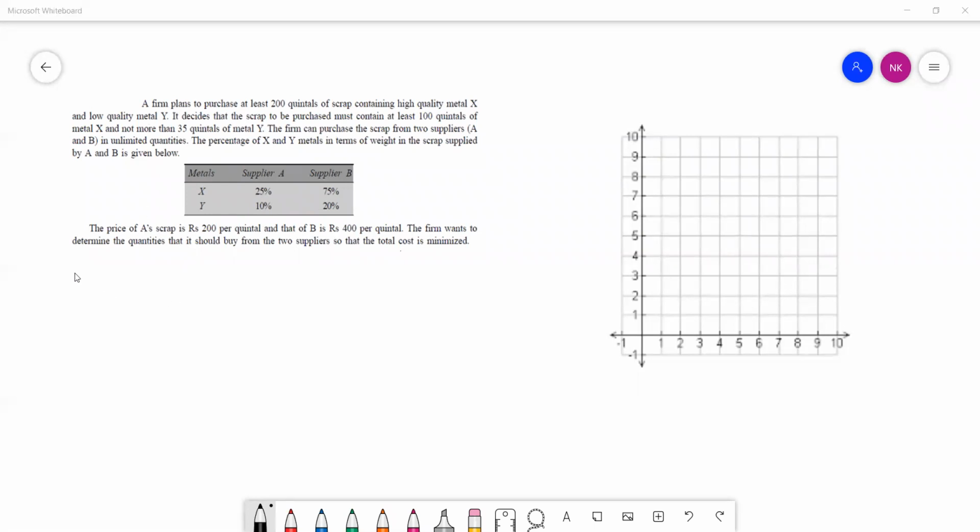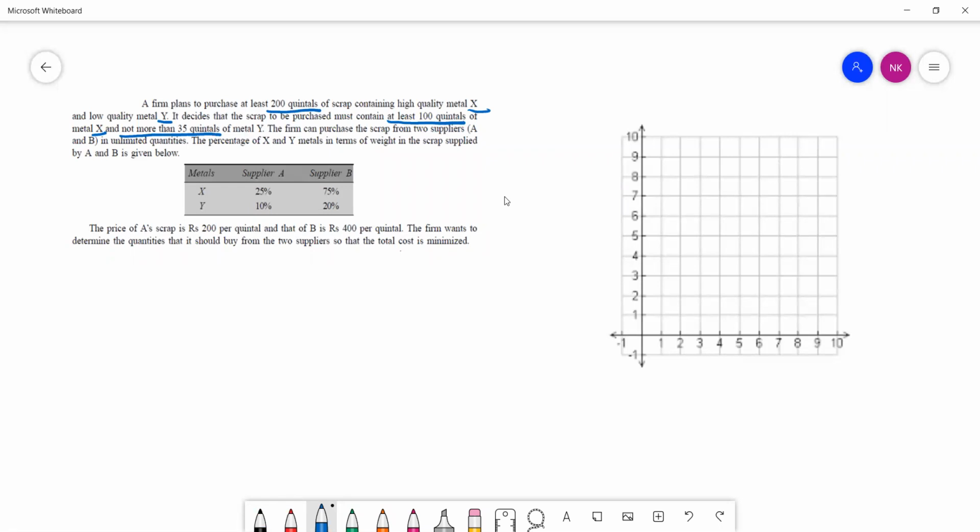Okay, so let's have the discussion for the mathematical model. I have received two responses till now. It says that a firm plans to purchase at least 200 quintals of scrap. The firm is planning to purchase at least 200 quintals with high quality metal X and low quality metal Y. It decides that the scrap to be purchased must contain at least 100 quintals of X and not more than 35 quintals of Y.